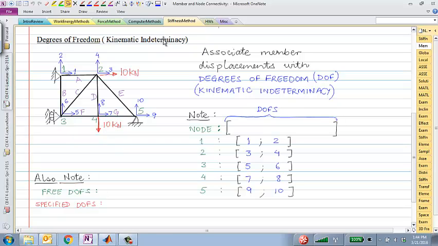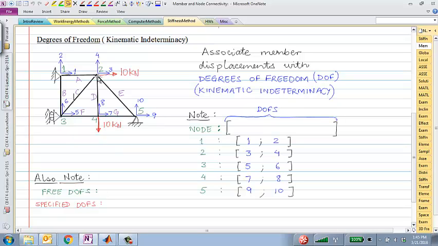Okay, this is different from the force indeterminacy, but I think you intuitively understand that this is a degree of freedom for the structure to be able to move in that direction. So in general, for truss problems, for each node, we'll have 2 degrees of indeterminacy or degrees of freedom, unless it's fixed in one or both of those directions.